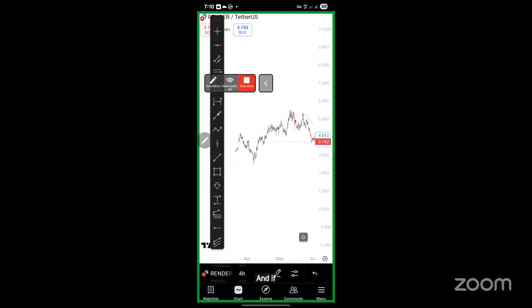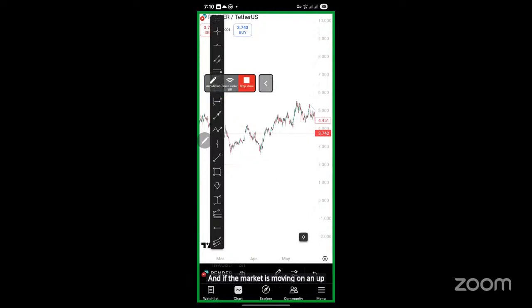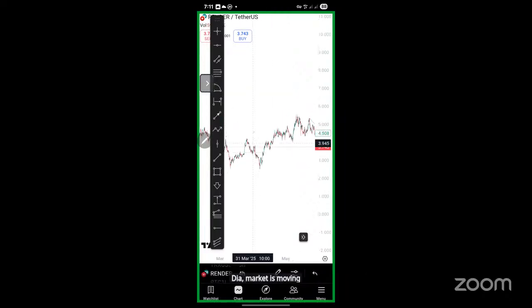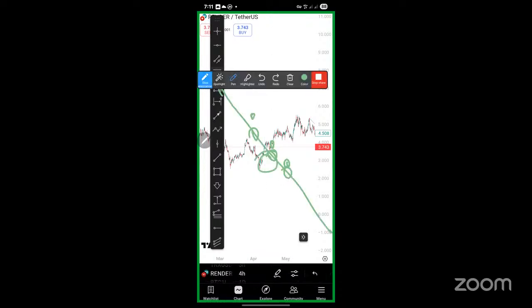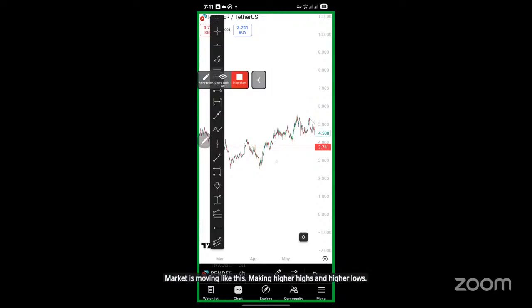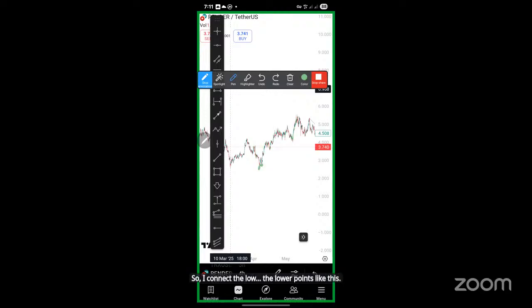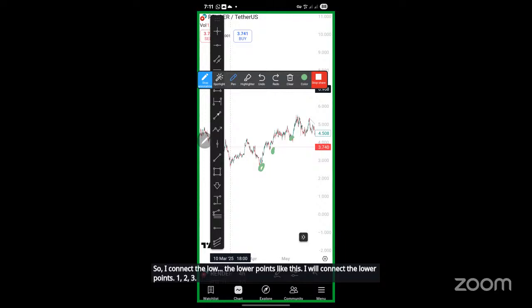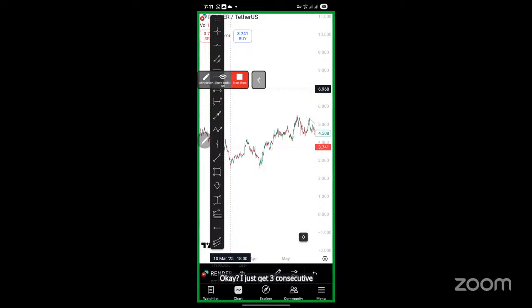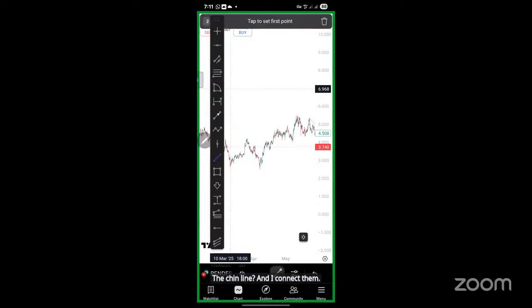And if the market is moving on an upward trend, for example here, market is moving like this, making higher highs and higher lows. So I connect the lower points like this. 1, 2, 3. I just get 3 consecutive points or more and I connect them. The trend line. Set up here.